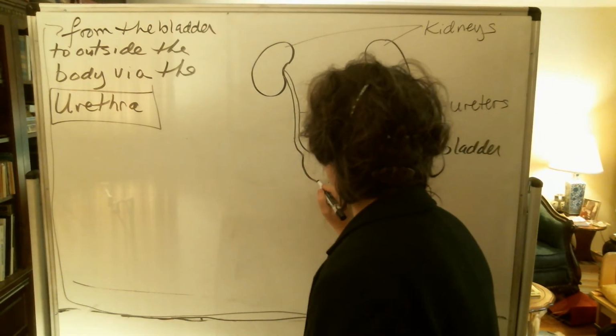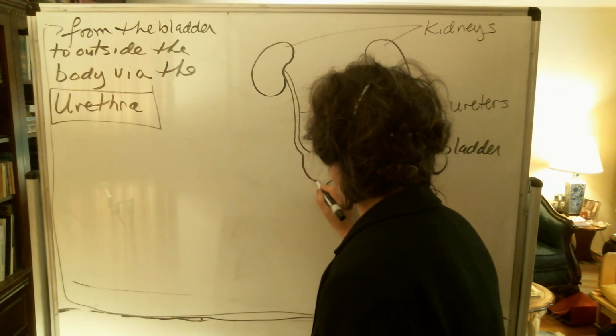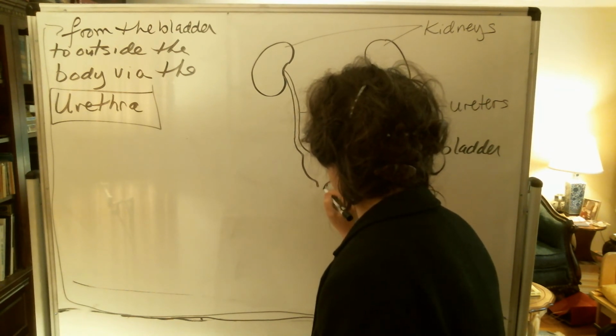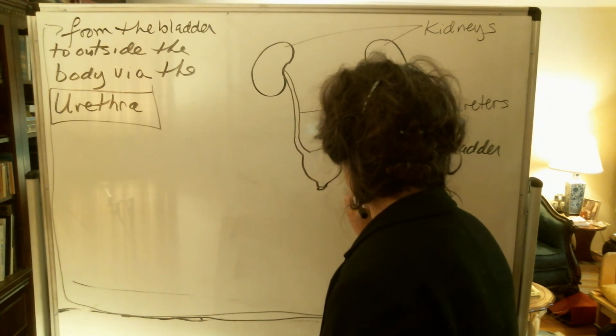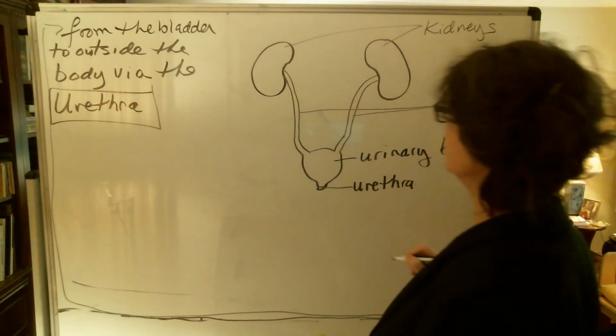Let's make this a little bit clearer, actually. Let's do this right. So, as I said, the bladder is shaped like this. You have the opening at the bottom. The opening then is the urethra.